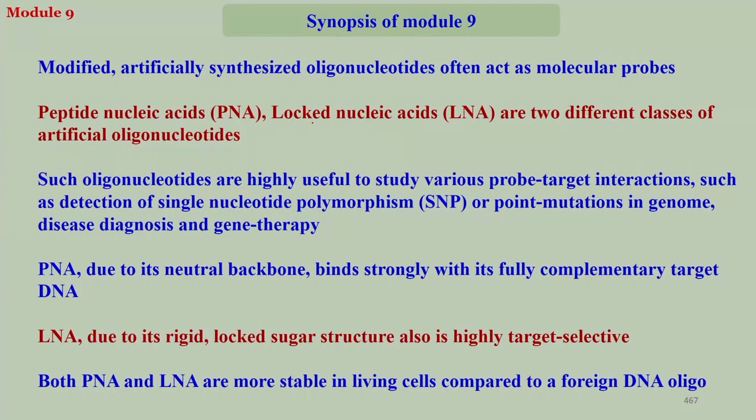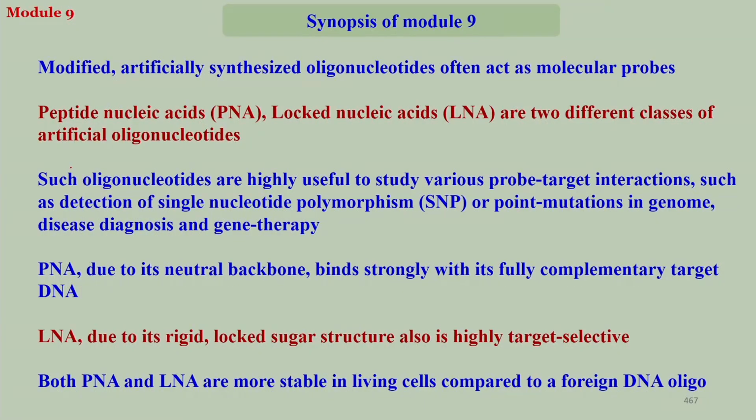So, that is where especially PNA, the peptide nucleic acids, and the locked nucleic acids I have talked about here, because these are the kinds of modifications that can survive in the living cells much longer. So, these are two different classes of artificial oligonucleotides that can be synthesized. These oligonucleotides are highly useful to study various probe target interactions.